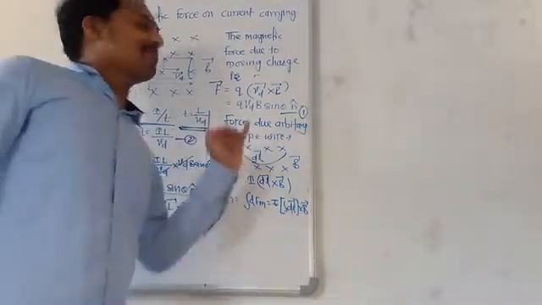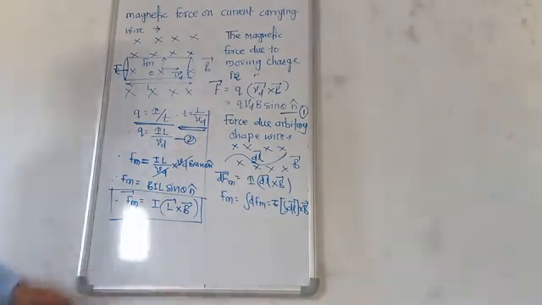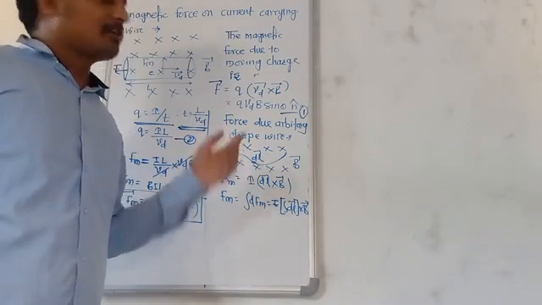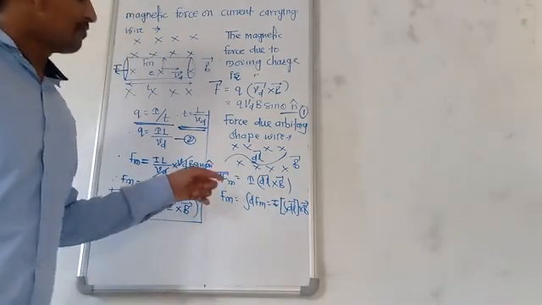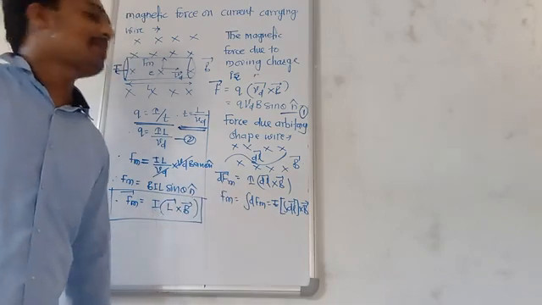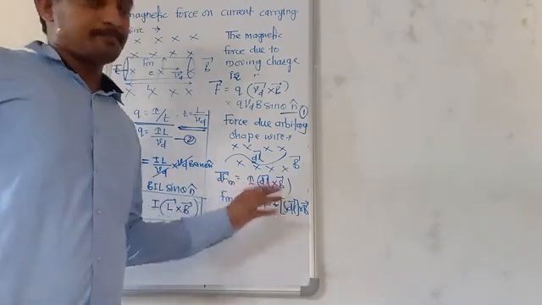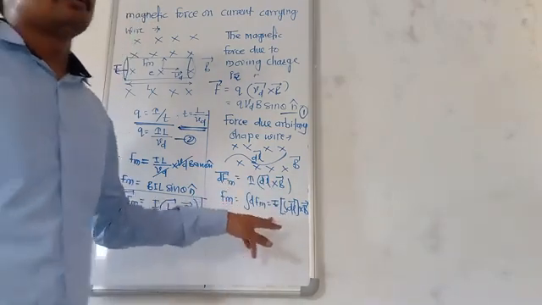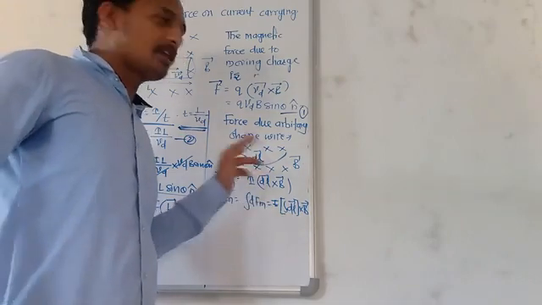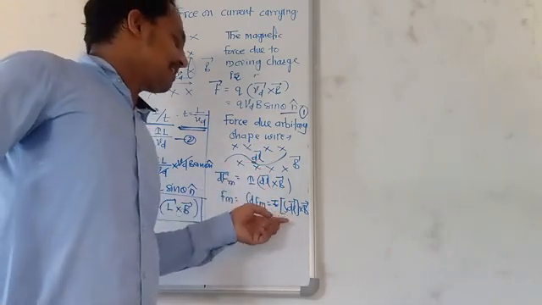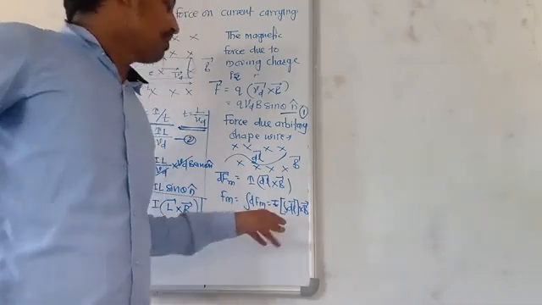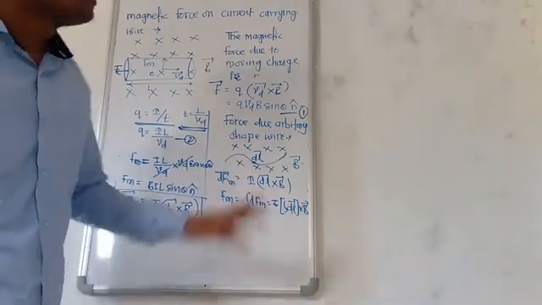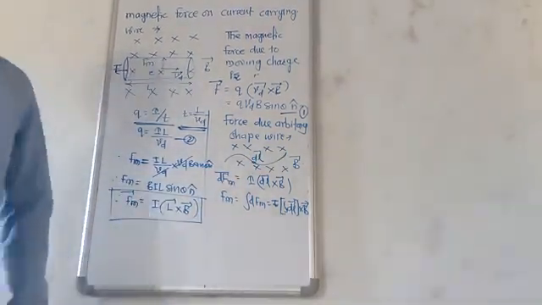Force due to an arbitrary shape of wire: if the shape is irregular, what should we do? We take the smallest element of length and put the wire in a uniform magnetic field. For that smallest element, the force is dFm bar equal to I dL bar cross B bar. Then we take the integration of that. So Fm for the total arbitrary shape of wire requires integration of only dl bar, because I is constant and B is constant. Only the length of the conductor is going to change. So this is all about magnetic force due to a current carrying wire.